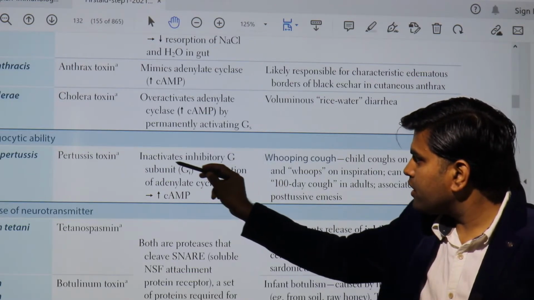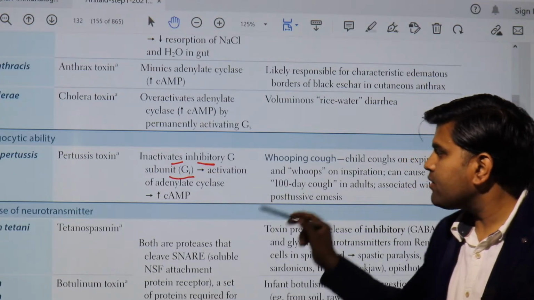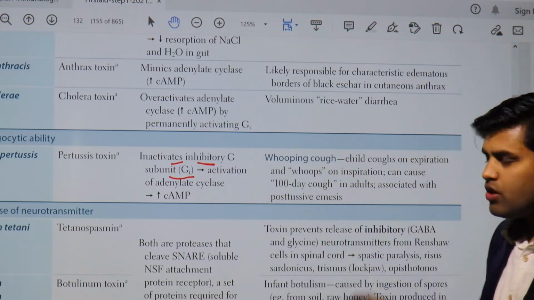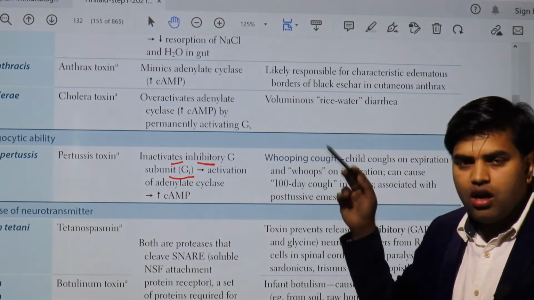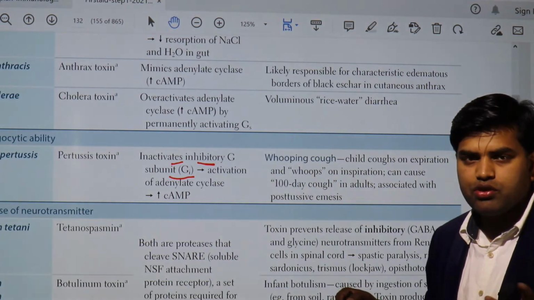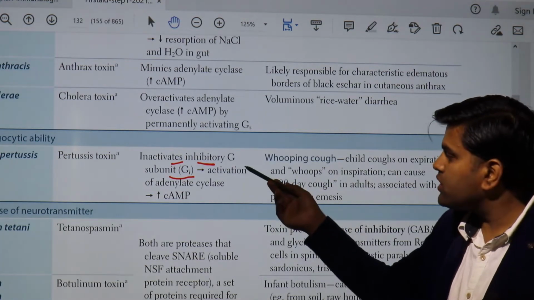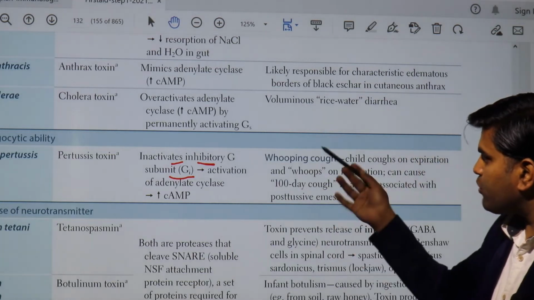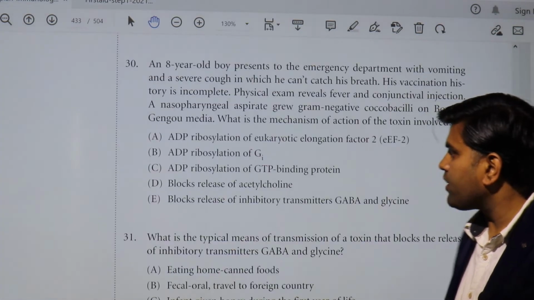So they inactivate this inhibitory GI component, which causes activation of the adenyl cyclase. Adenyl cyclase can be activated by activating the activating protein, that is GS protein, or by inhibiting the inhibitory protein. If there is an inhibitor and you remove it, the enzyme will again be activated. So this GI inhibitor will be inhibited by Bordetella pertussis and the action occurs. Let's go to our question and we will find the answer.